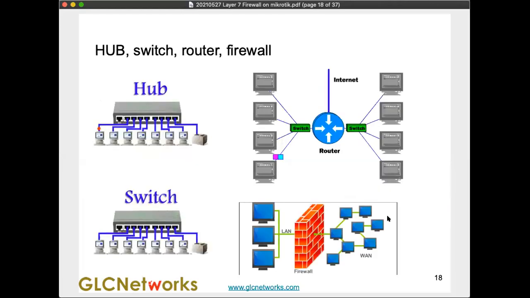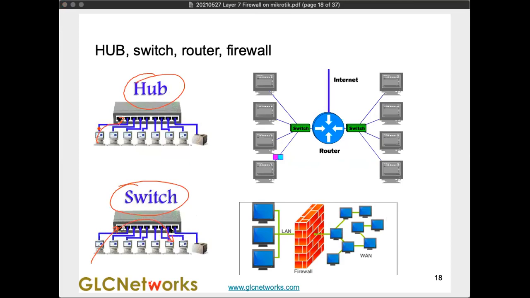And then we move on to the differences, to understand the network devices. A hub is layer 1. So when somebody sends, it is forwarded to all other ports. A switch is much more intelligent. If you send to one port, it will forward it to particular ports, not all ports.